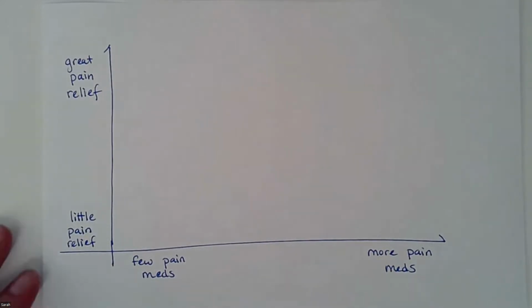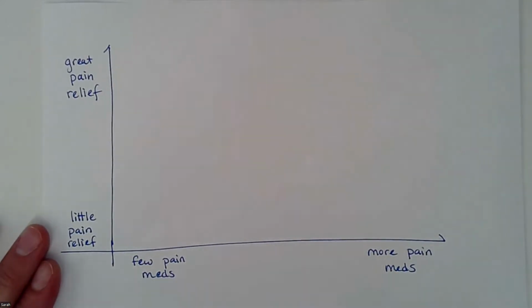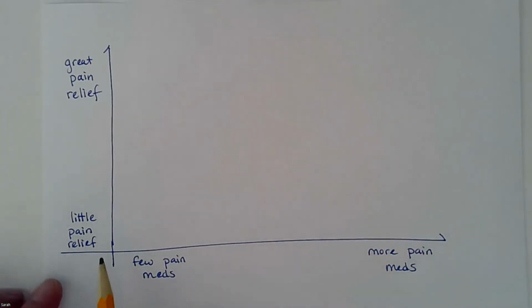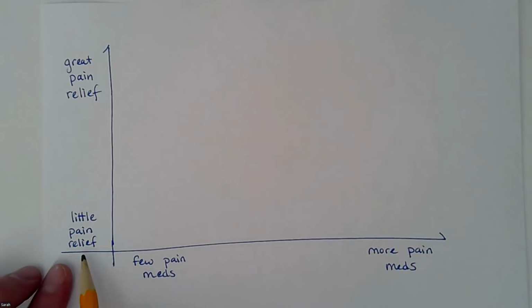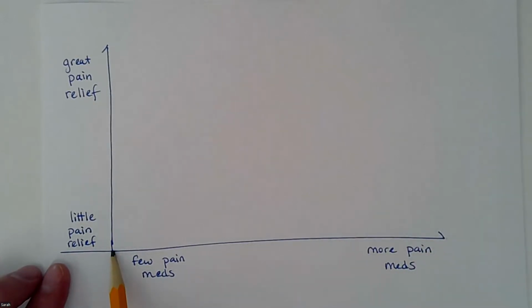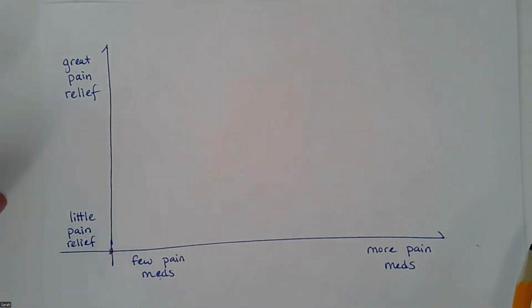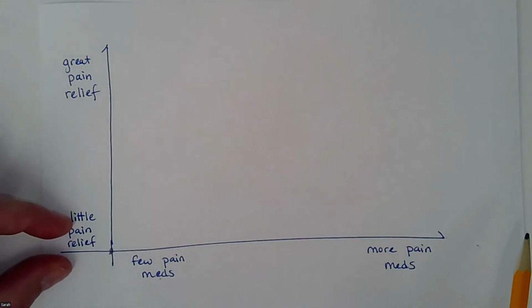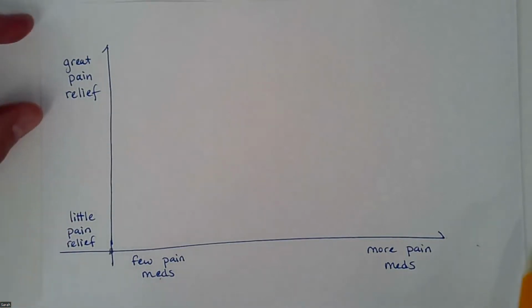All right, so hopefully you gave that a try. And so here I just plotted my axes and put some labels on them, and then I'm going to sketch the graph in. So we were given that the amount of pain medication was the explanatory variable. So if this is the origin, 0, 0, then I would put few pain meds close to that and more pain meds as you went further away. And then same thing, the response variable is the pain relief. So I'd say little pain relief to great pain relief.